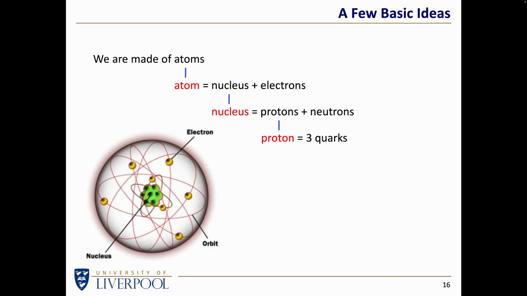Three quarks make a proton. A neutron is the same; a neutron is also made of three different quarks. Protons and neutrons together make a nucleus. A nucleus, when combined with electrons, gives you atoms. And of course, atoms combine together to give us molecules, and molecules combine together to give us the world around us.